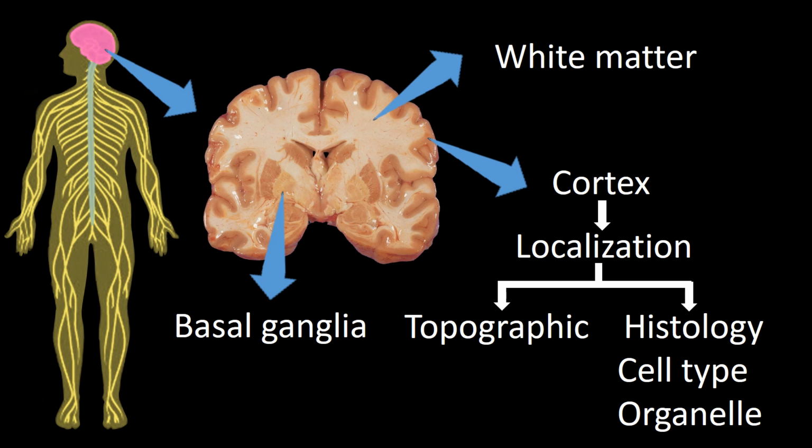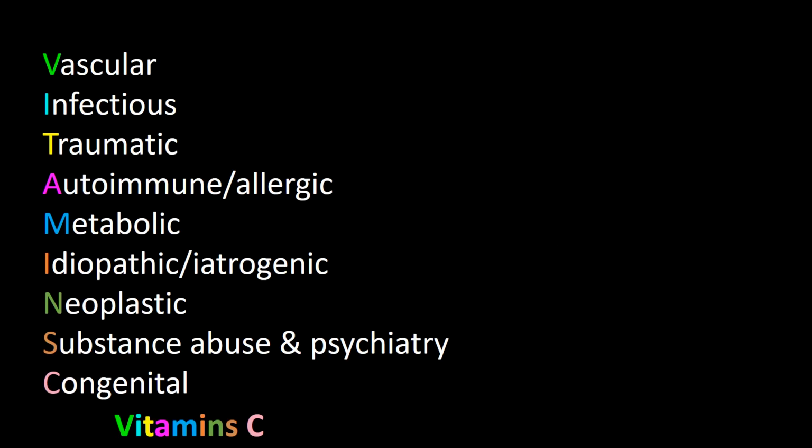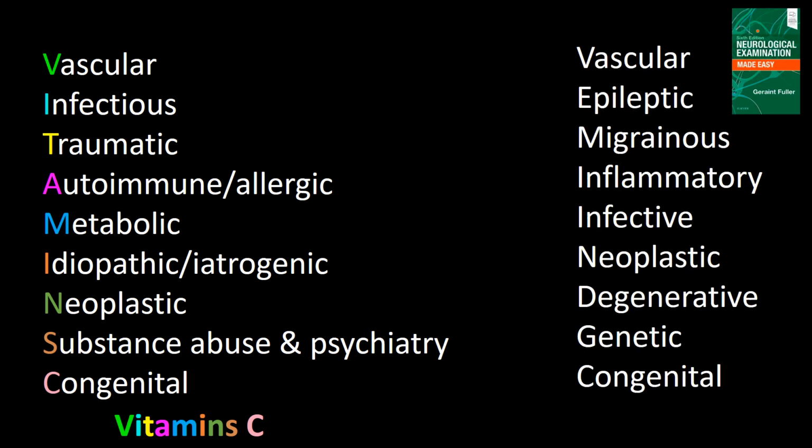Once localization is established, we need to determine what is the problem. This list uses the words vitamin C to help us remember the different mechanisms producing the neurological findings. This is another list of mechanisms of neurological involvement. This list is from a book titled Neurological Examination Made Easy. I find this list more in tune with the clinical practice of neurology.